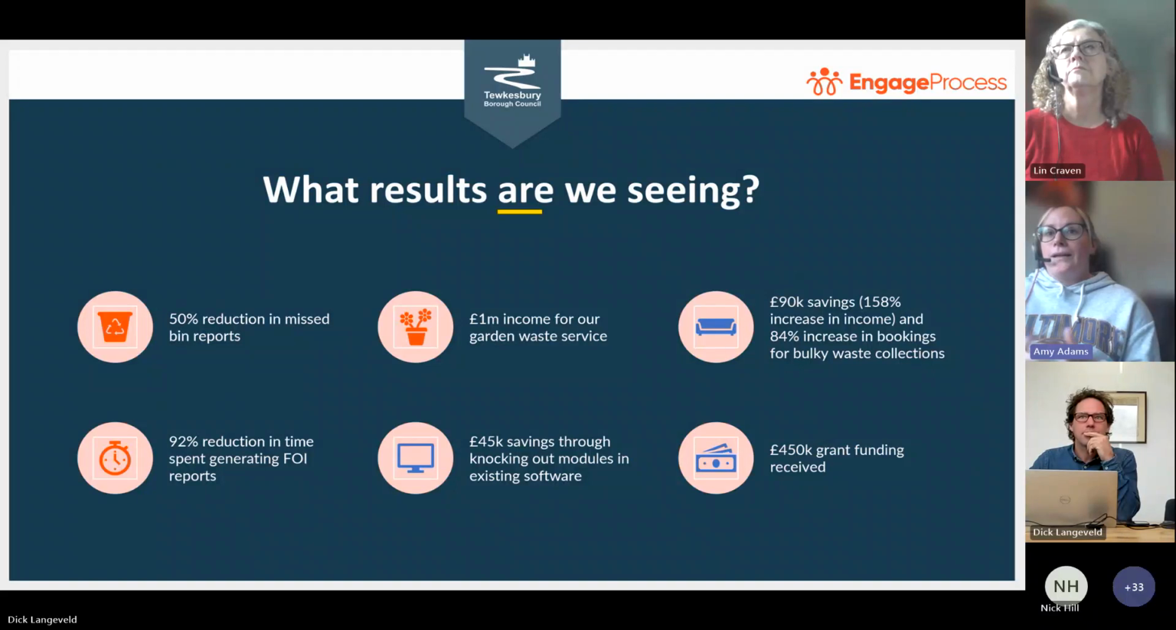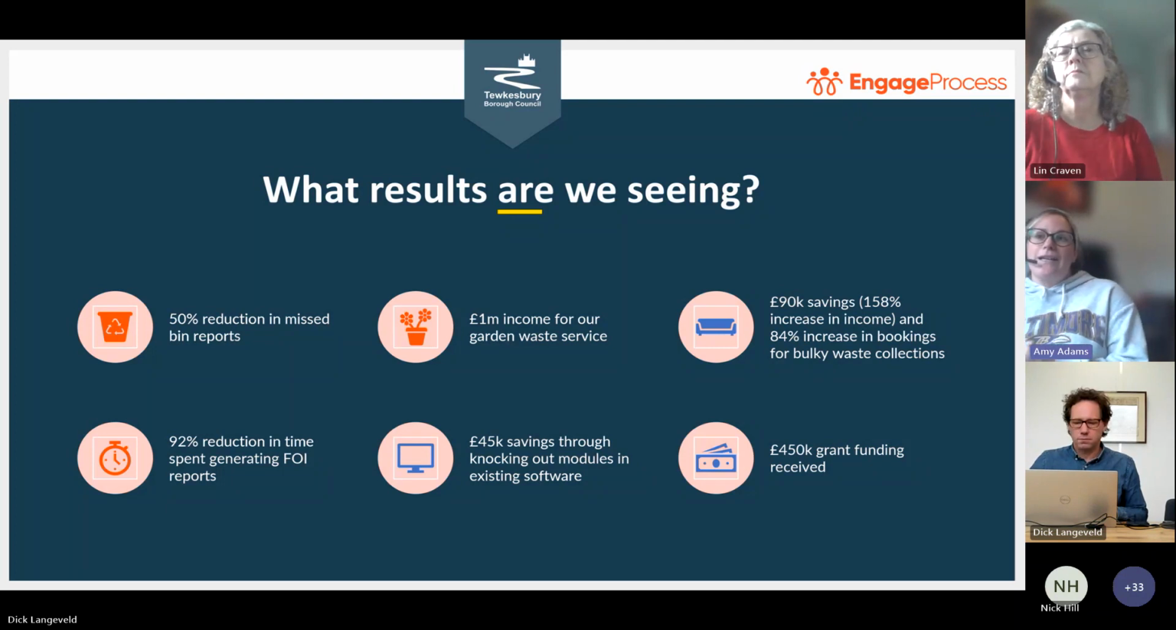So that has meant that we're seeing these results. We've seen a 50% reduction in missed bin reports, simply by seeing where contact was coming in, why it was coming in, and then surfacing that data to customers so that they don't have to go through the whole report process. You can see there, I won't go through all of them, but we can see how we've increased income and savings just by making sure that our processes are more efficient, and we're reducing the time that officers are spending manually going through these.